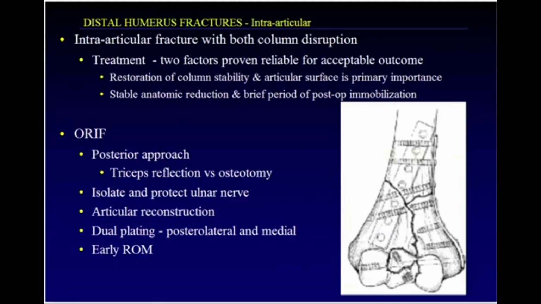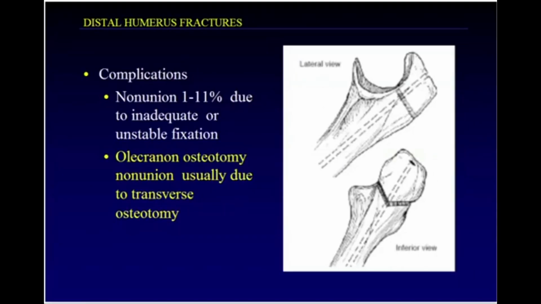Articular reconstruction is critically important to anatomically reduce the intra-articular fracture extension, then dual plating and early range of motion, as we mentioned. Complications of distal humerus fractures, non-unions can occur anywhere from 1 to 10%, and that's usually due to poor surgical technique, inadequate or unstable fixation.